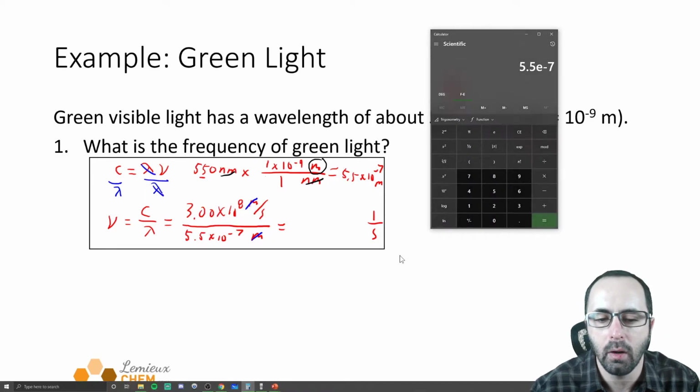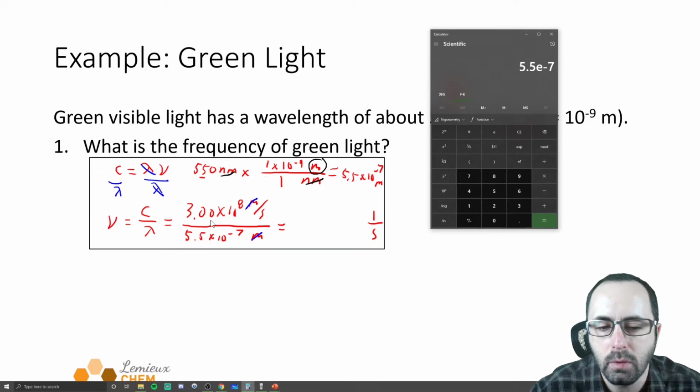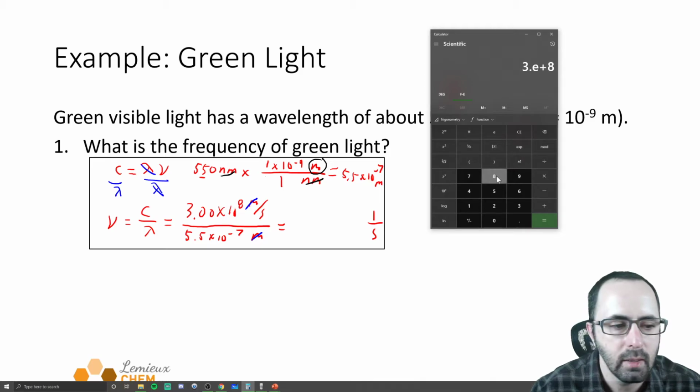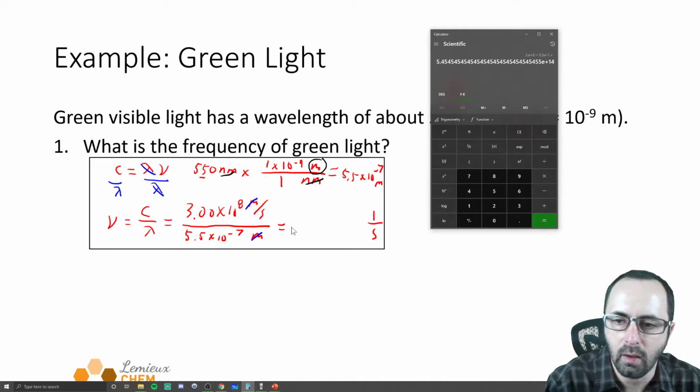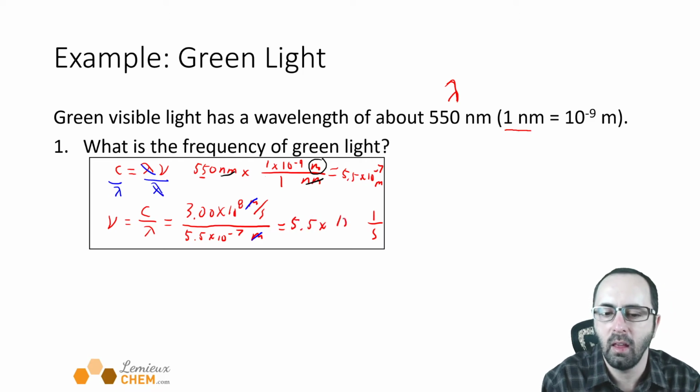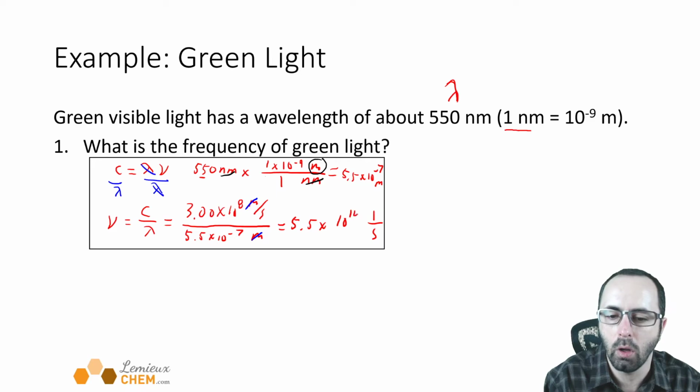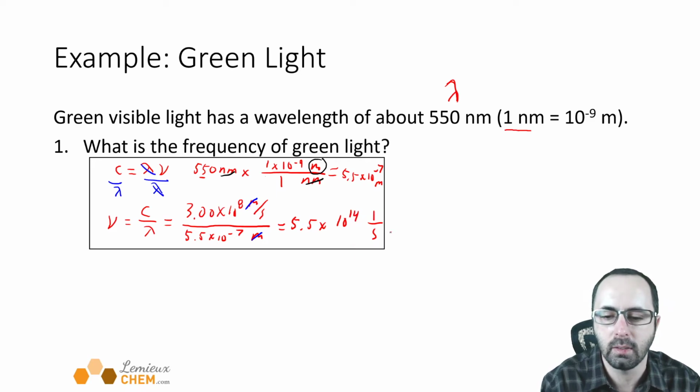Now we have to divide our speed of light over our wavelength to get our frequency. All right, and we get 3 EE 8 divide by 5.5 EE negative 7 equals, and we get a frequency of 5.5 times 10 to the 14 1 over seconds, or we can also call these hertz. And so that is our frequency.